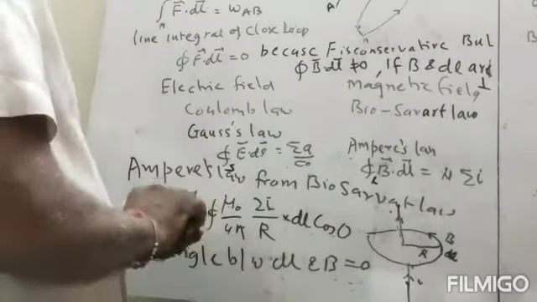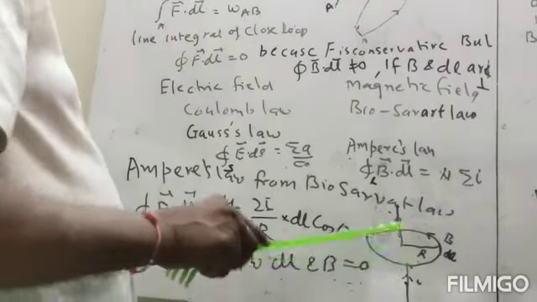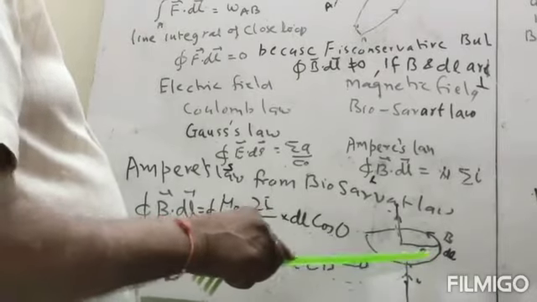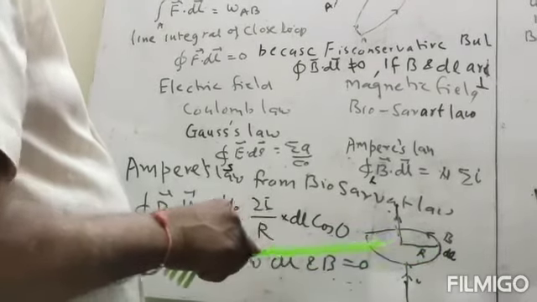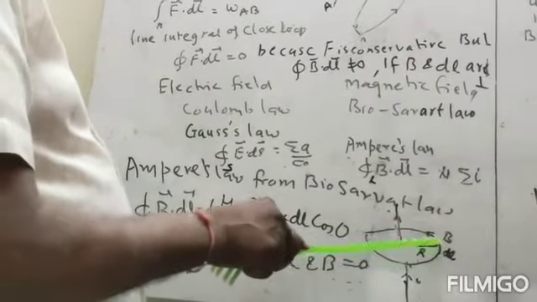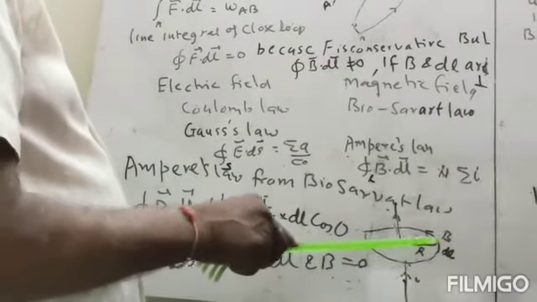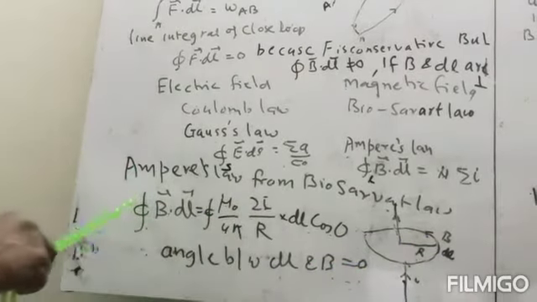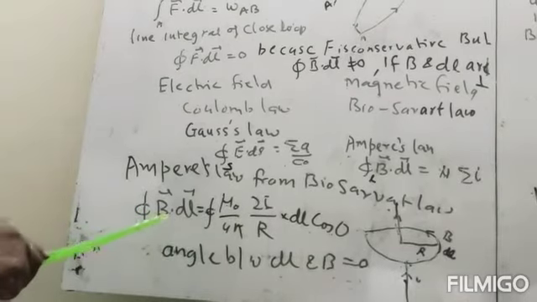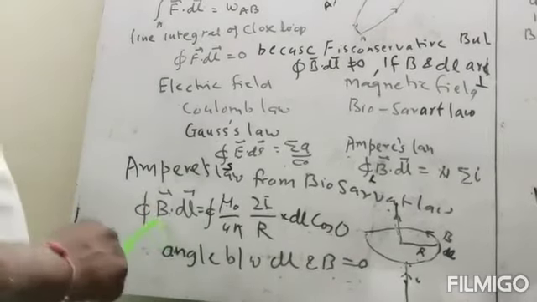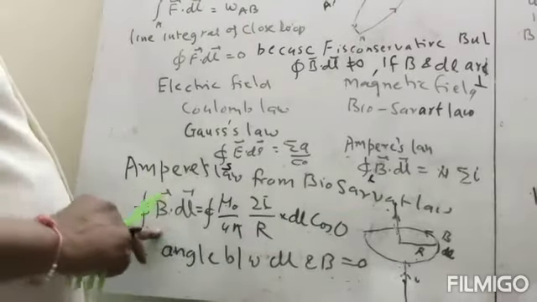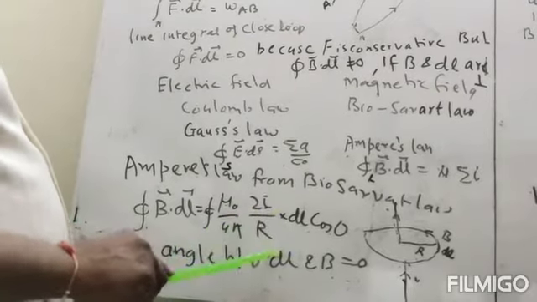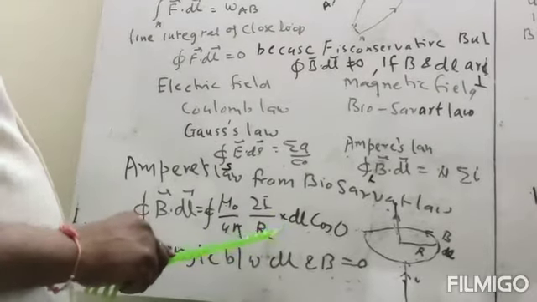Through this long infinite conductor, current I is passing. Then the magnetic field B at a distance capital R, for this we take a circular path, and B will be the same for each point on this path. So the line integral of B dot dl will be equal to the magnetic field B, which we found earlier, B is equal to mu 0 into 2I divided by 4 pi R, dot dl.